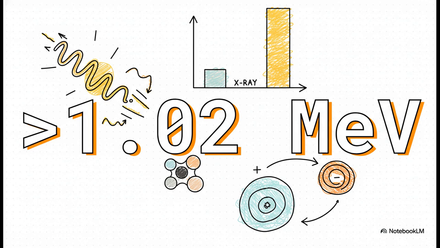And just to give you some perspective, the X-rays that we use for a chest X-ray are usually somewhere in the range of 30 to 80 kilo-electron volts. This is an energy level more than 10 times higher. We are talking about a seriously high-energy event.